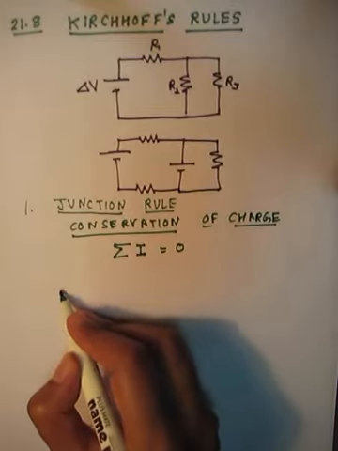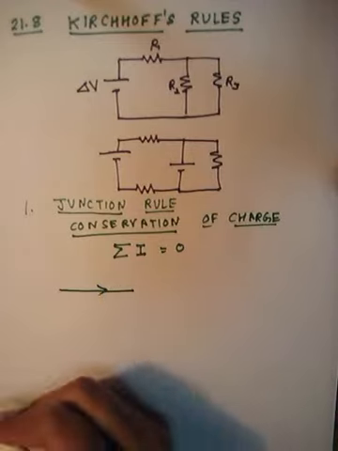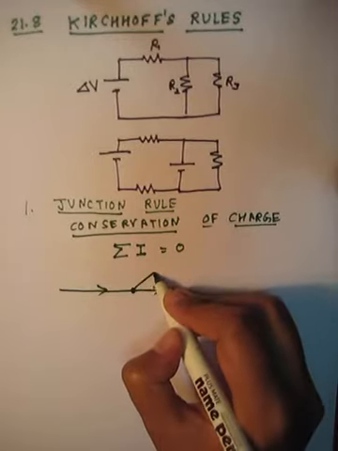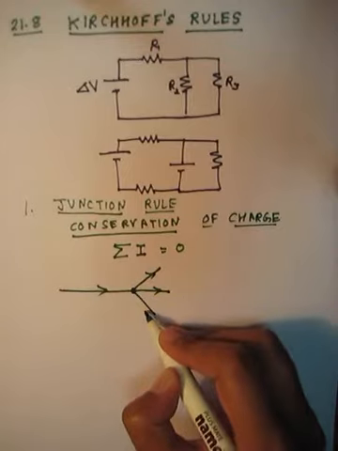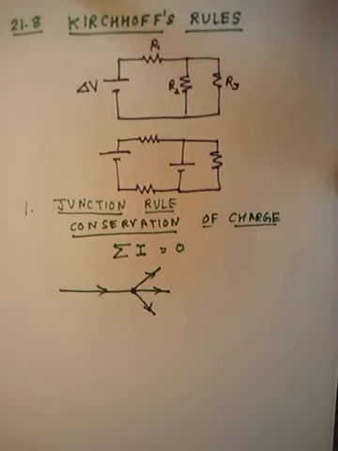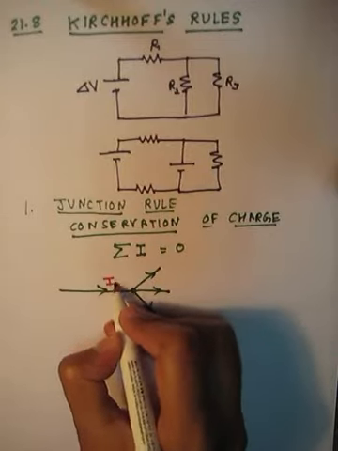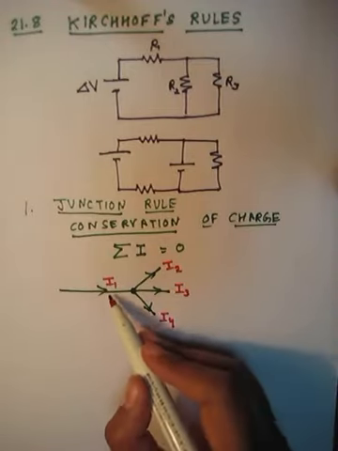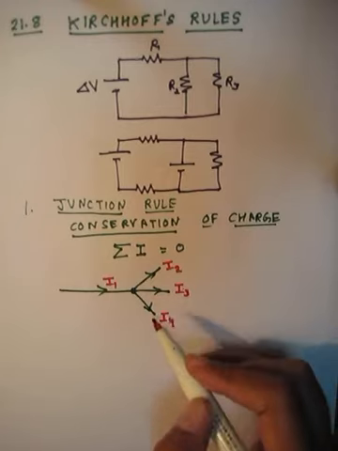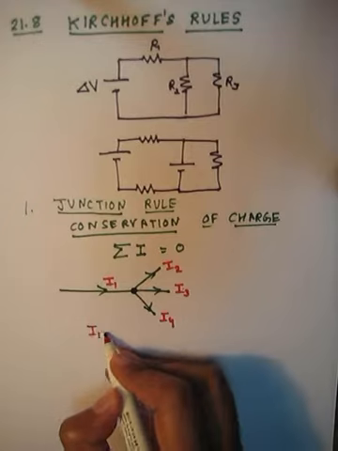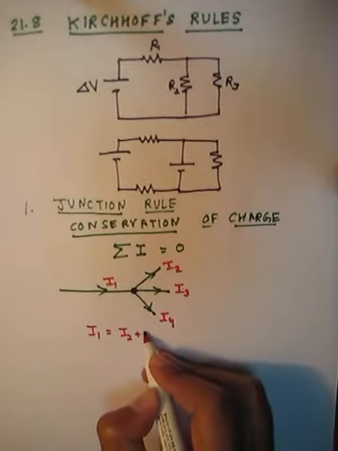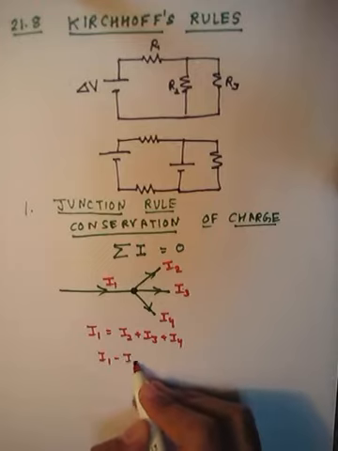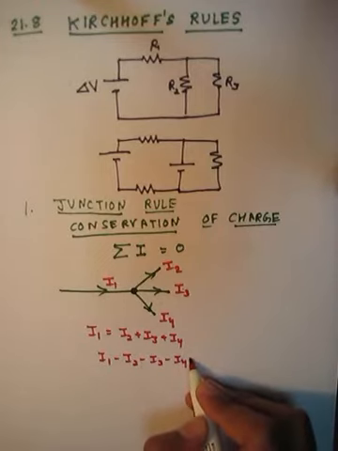So what is the meaning of this? Let's say that current is flowing through this wire, and then there is a junction here, and some of the current flows along this side, some current may flow along this side, and some along this side. Now if the current here is I1, and here it is I2, I3 and I4, then this current will be equal to this plus this plus this. So wherever there is a junction, the equation will be I1 equals I2 plus I3 plus I4, or I can also write it as I1 minus I2 minus I3 minus I4 is equal to 0.